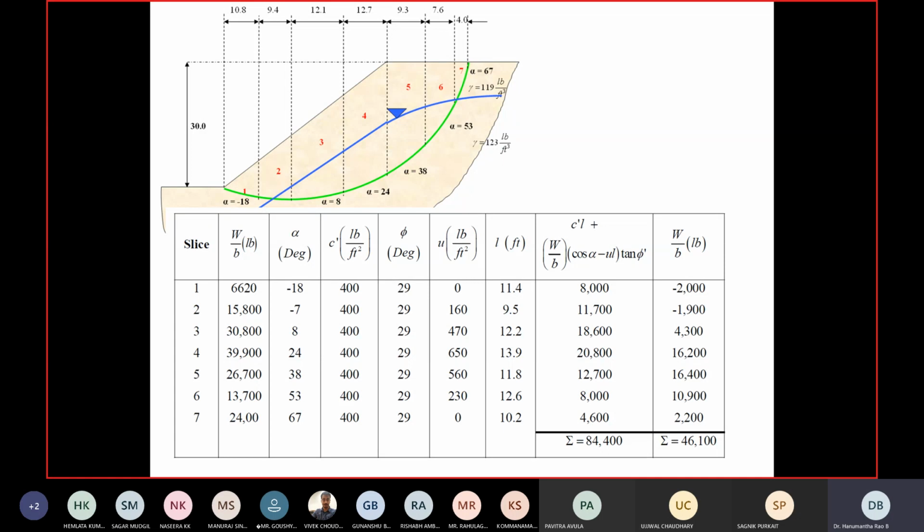And the driving force is nothing but the summation of W sin alpha. Since the value of alpha is positive as well as negative, give the same sign. Wherever it is negative, give the negative sign; wherever it is positive, give the positive sign. Take the summation of the resisting forces and the summation of the driving forces. Then your factor of safety is nothing but 84,400 divided by 46,100. That shall give you the value of the factor of safety.